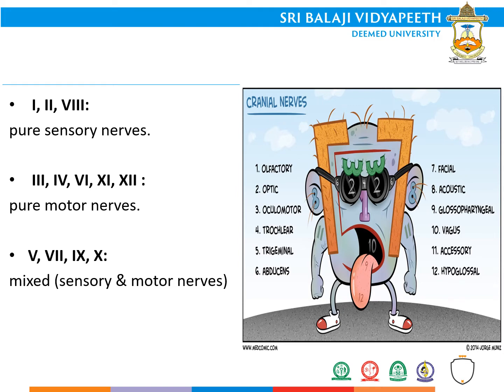The cranial nerves are classified as pure sensory, purely motor as well as mixed. The first, second and the eighth cranial nerves are purely sensory, whereas the third, fourth, sixth, ninth and 11th and 12th cranial nerves are purely motor. And the 5th, 7th, 9th and the 10th cranial nerves are said to be mixed. That is, they have both sensory as well as motor nerve fibers within them.